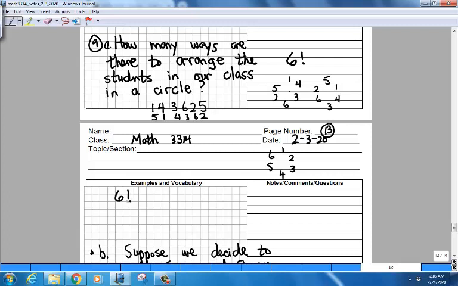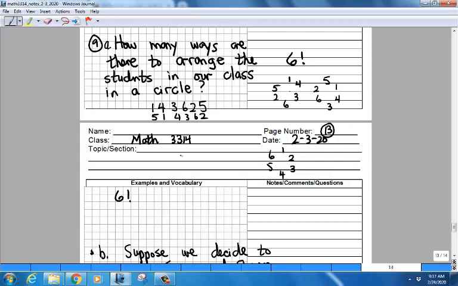So let's think about it. Which group of permutations is going to give you the same circle? We know these two permutations really gave us the same circle. What other permutations will also give us this same circle?